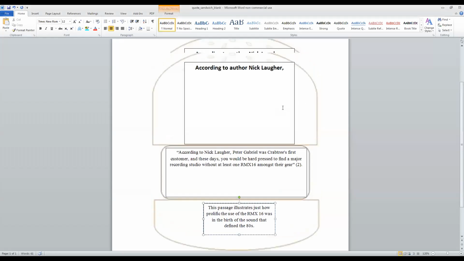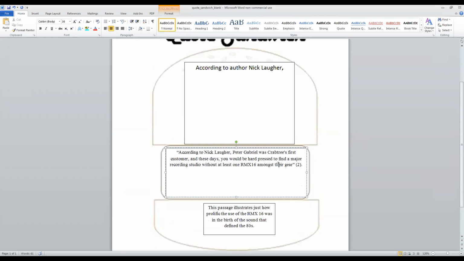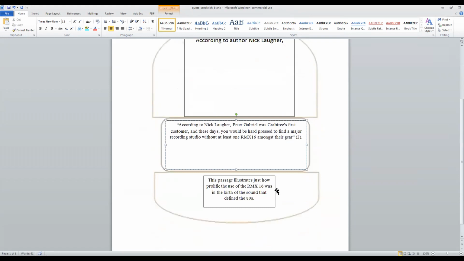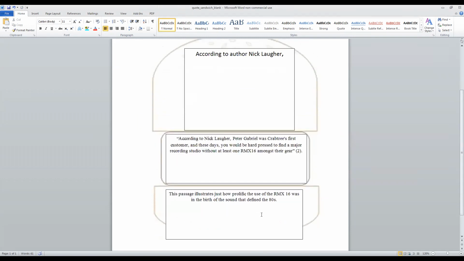Okay, so again, here you go. According to Nick Laufer, that's the top bun, so to speak. Then the meat of the sandwich is the citation itself. And then finally, we've got the bottom bun, if you will, the explanation for how we're going to use this quotation in context for an example that we might create for the paper that we have been assigned.